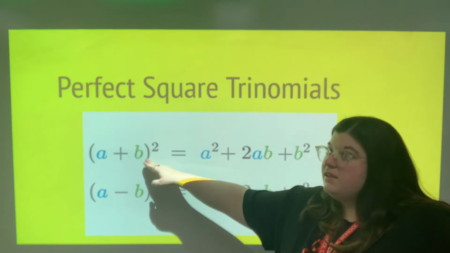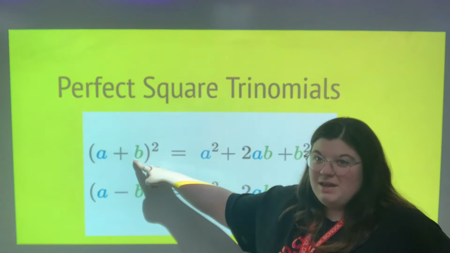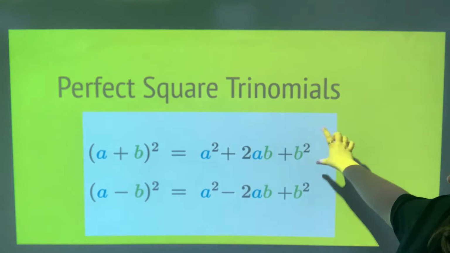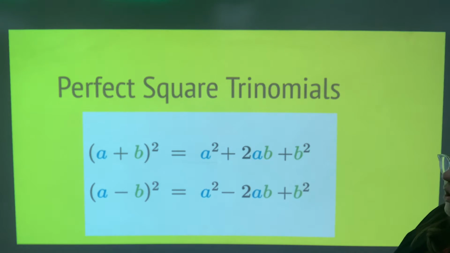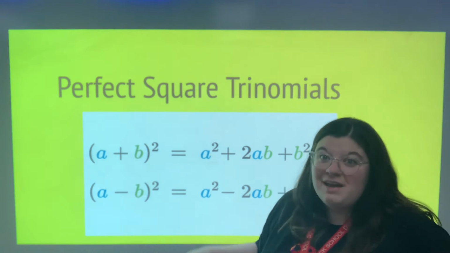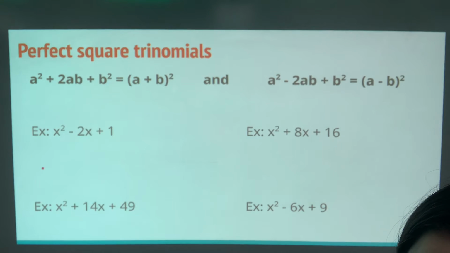This right there is a perfect square. And if you multiplied a plus b times another a plus b, you would get this here. Or if you multiplied a minus b multiplied by another a minus b, you would get this, all right? And we can use this to help us simplify or factor some expressions.